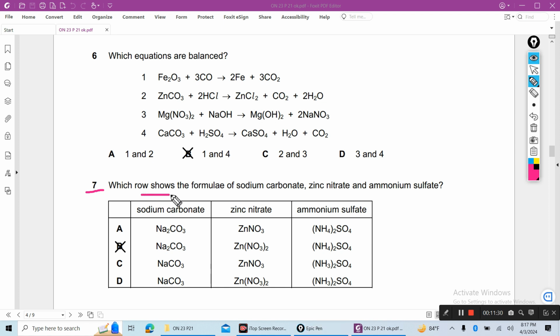Now 7, which row shows the formula of sodium carbonate? Sodium carbonate, you know, Na2CO3, carbonate valence is 2, sodium is 1. Zinc nitrate, the zinc valence is 2, nitrate is 1, so zinc nitrate will be Zn(NO3)2. Ammonium sulfate, sulfate valence is 2, ammonium valence is 1, so formula of ammonium sulfate will be (NH4)2SO4.